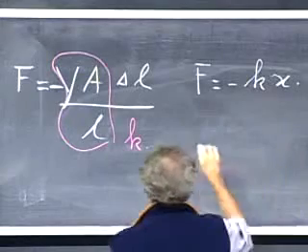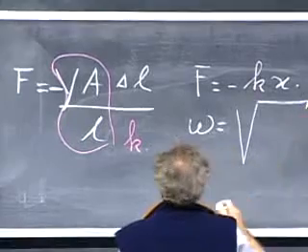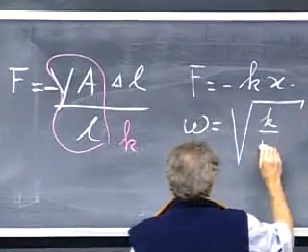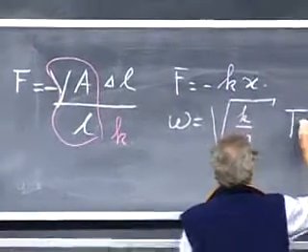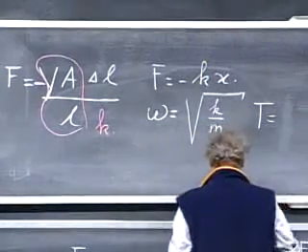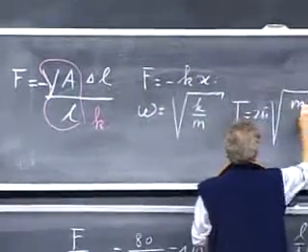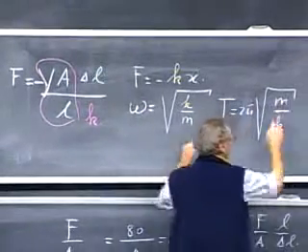And so you can predict that it will start to oscillate with an angular frequency of omega equals the square root of k divided by m, and with a period which is 2 pi times the square root of m over k, and m is now the mass that I'm hanging here.